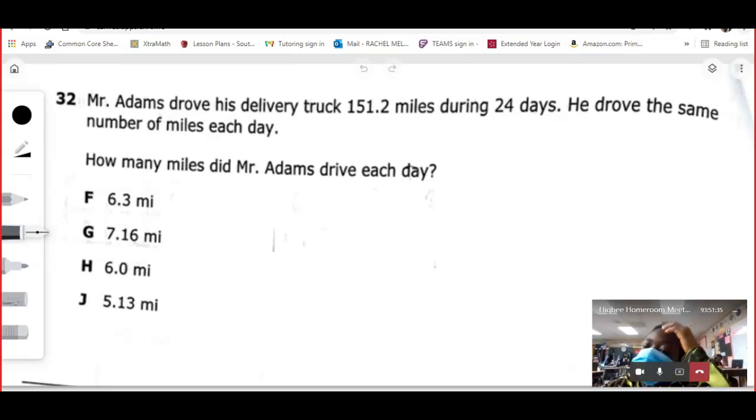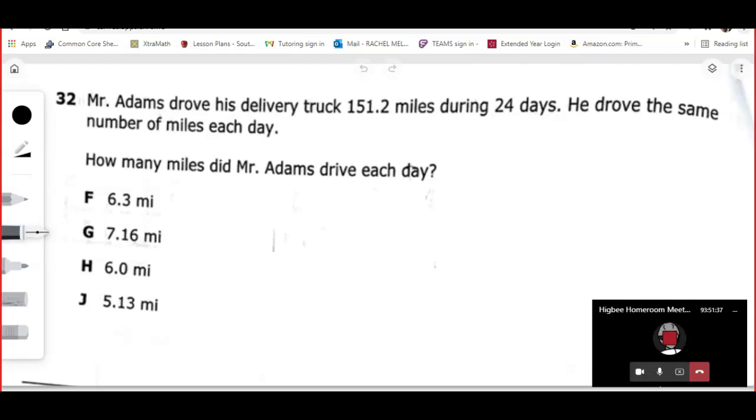Mr. Adams drove his delivery truck 151,200 miles during 24 days. He drove the same number of miles each day. How many miles did Mr. Adams drive each day? Okay, so what do we need to do to figure out this answer?